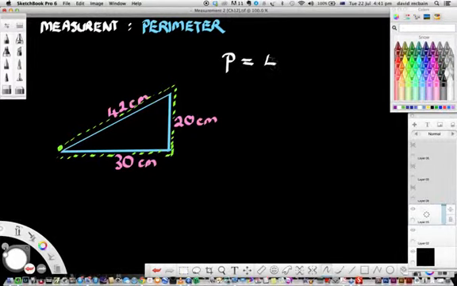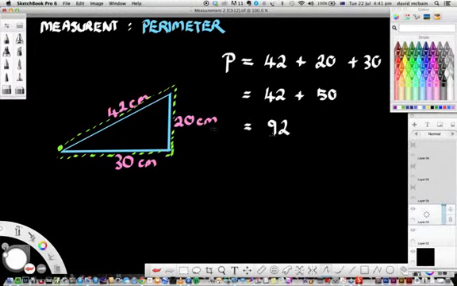42 plus 20 plus 30. And so the perimeter of this shape would be 42 plus 50, which equals 92, and the units we're looking at is centimetres, so the answer is 92 centimetres. So the total distance around the outside of this shape is 92 centimetres, and that is the perimeter of that shape. So if you can now copy that down, pause the video if you need to, before we go on to the next example.